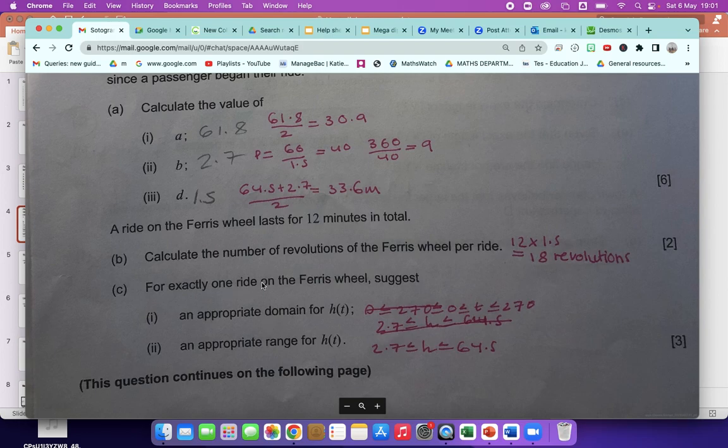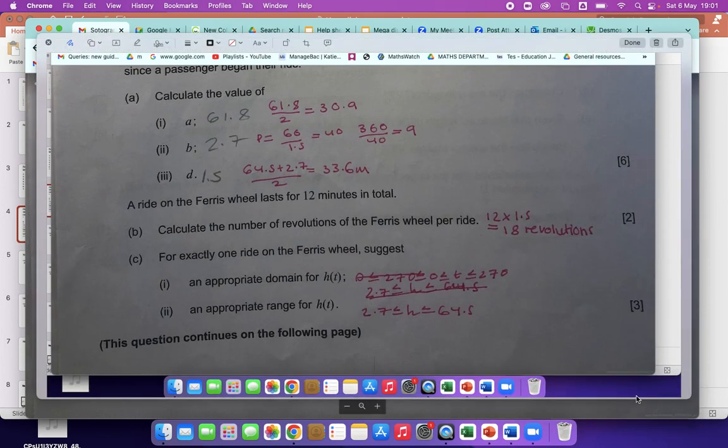For exactly 1 ride on the Ferris wheel, suggest an appropriate domain for H. So remember, domain and range are nice and easy things. Domain is just to do with the x values. And the range is just to do with the y values.